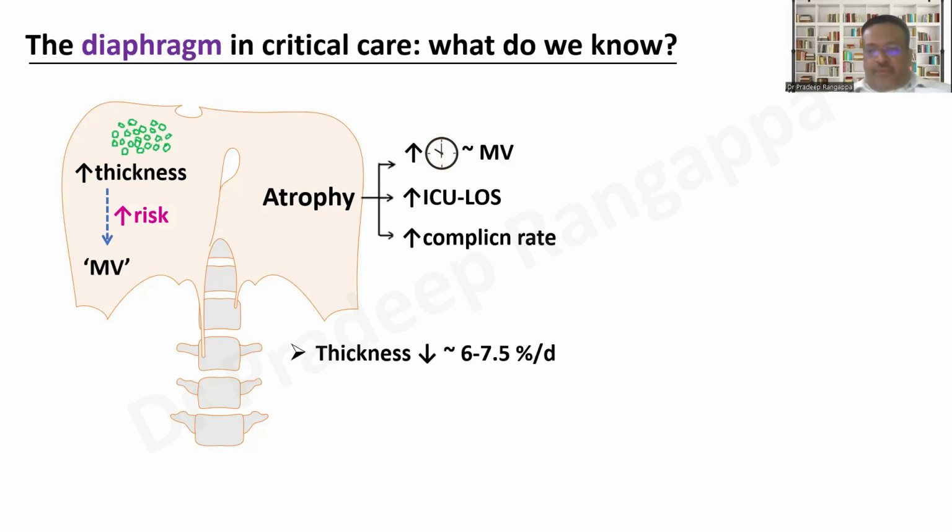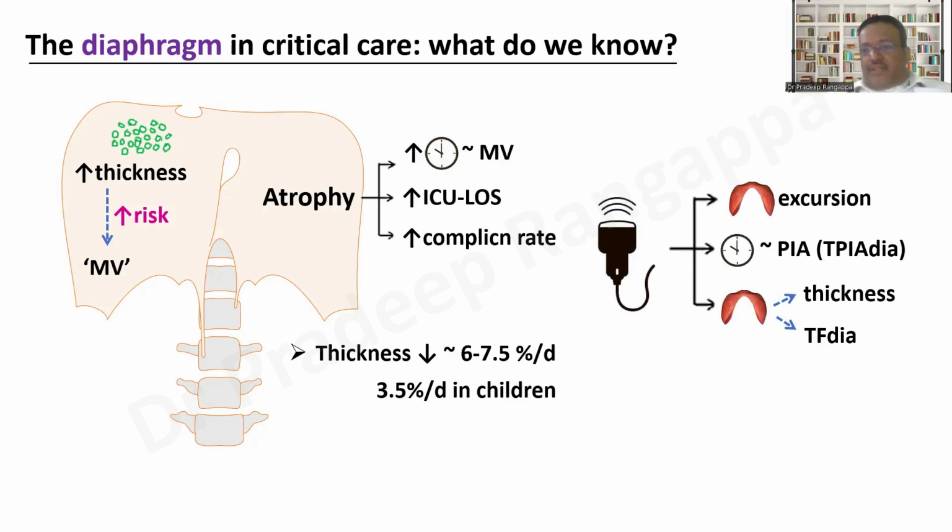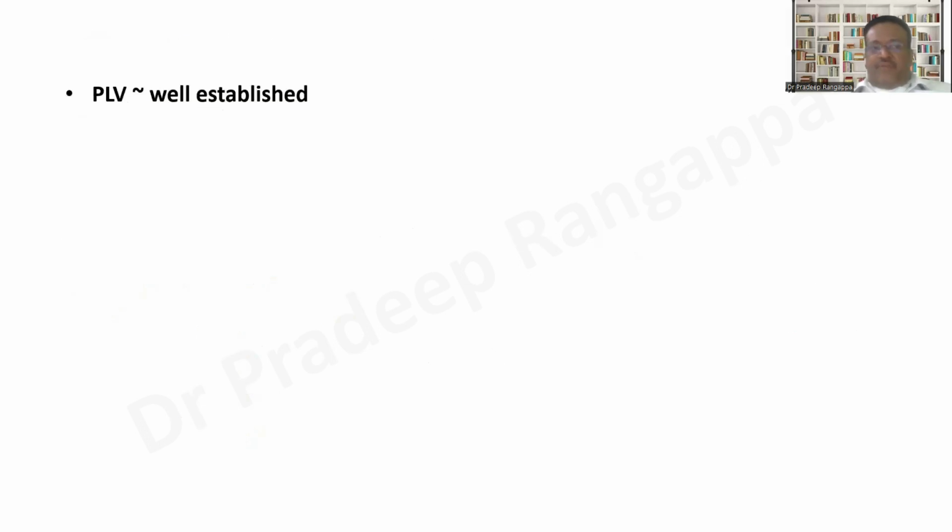And it is shown that in someone who is on long-term ventilation, the diaphragm reduces in thickness by 6 to 7.5% per day. And this percentage is lesser in children, which means as we age, the atrophy or the thickness reduction is much more pronounced in elderly patients. So the way we can assess the diaphragm, ultrasound is the best tool at this point of time. We'll talk about other ventilatory strategies, and this is just to understand what we know so far. So diaphragm excursion, peak inspiratory amplitude, diaphragmatic thickness and thickness fraction of the diaphragm. So these are some of the modalities. There's a separate video you can watch as to the modalities, how we can assess the diaphragm.